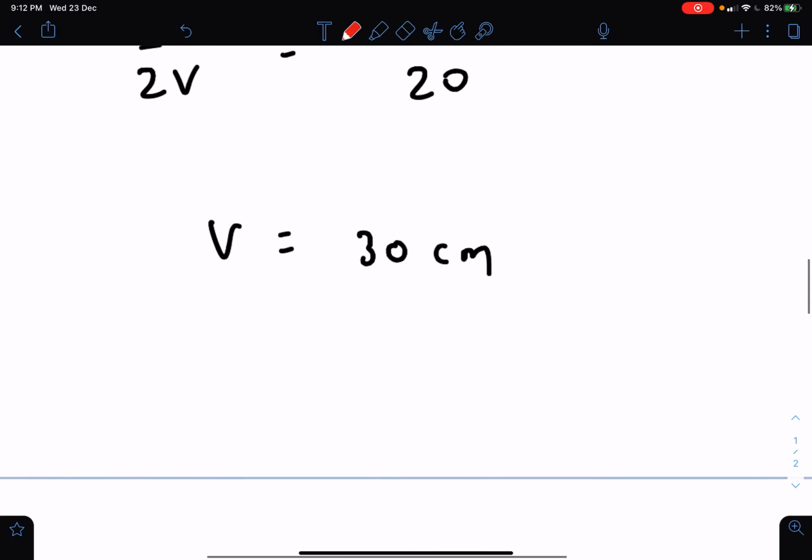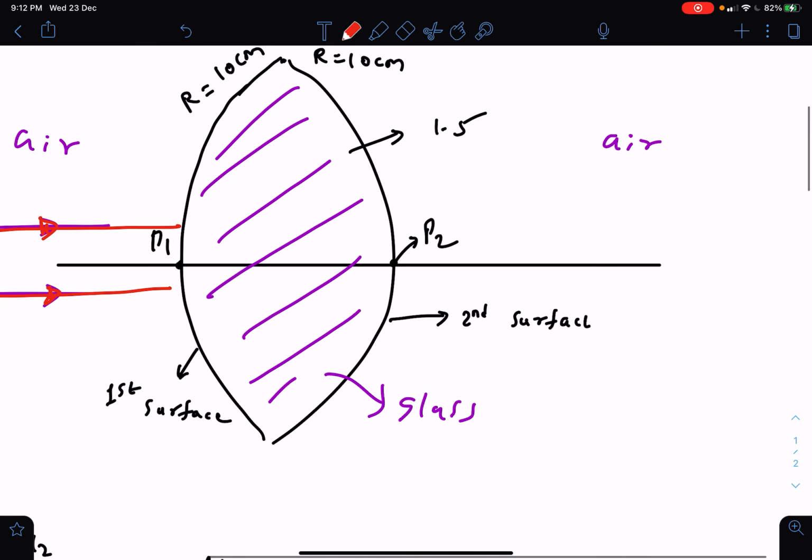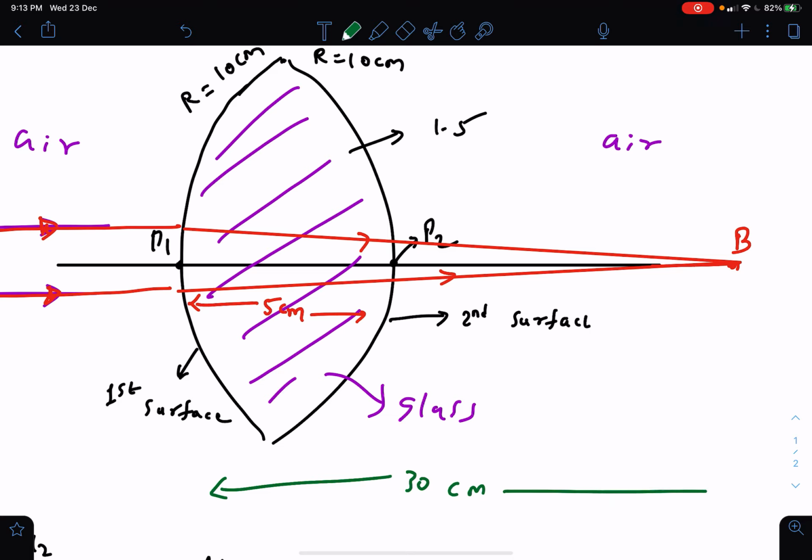That's how we came to know that the rays are wanting to converge. At what distance? Rays are wanting to converge at 30 centimeter after the first refraction. But this thickness is 5 centimeter. So rays will like to converge at this point here. After first refraction, that's how the rays want to go. And they want to converge at this point B, let's call it, where the distance is 30 centimeter from the pole 1.